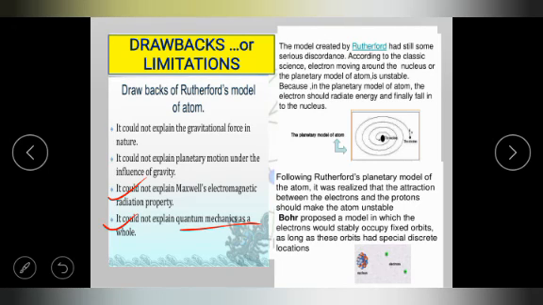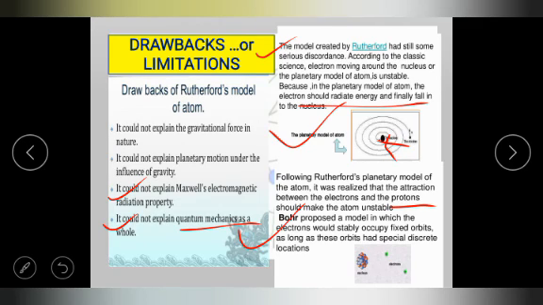As time advanced, we got some advanced microscopes, and this theory failed to explain all those queries. The model created by Rutherford still had some serious discordance. According to classical science, electrons moving around the nucleus in the planetary model of the atom is unstable, because electrons should radiate energy and finally fall into the nucleus. This was the drawback. Following Rutherford's planetary model, it was realized that the attraction between the electron and the proton should make the atom unstable.